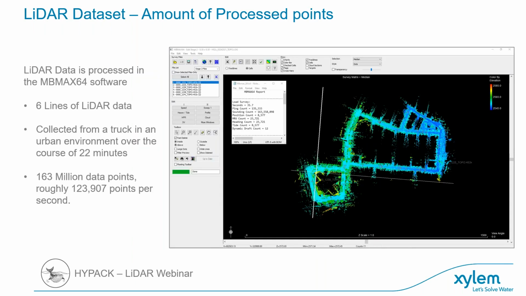All right. LiDAR data sets, the amount of processed data points. We process our LiDAR data in MBMAX 64. It's the same software that we use for our multibeam. It handles the best data that we can process. What you can see here is 6 lines of LiDAR data. This was collected by Carlos, our sales manager down in South America, and he collected it in 22 minutes in an urban environment from a pickup truck.